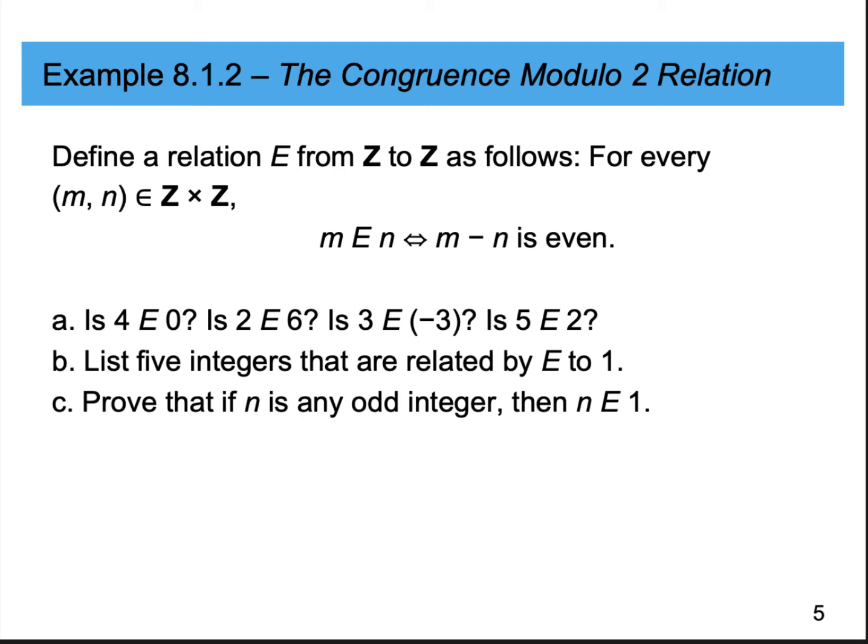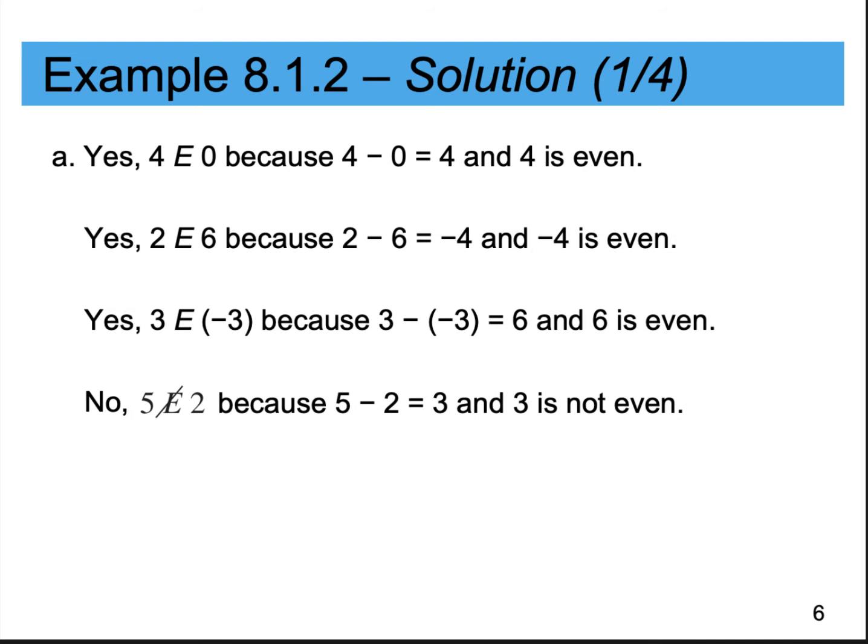When both M and N are even. When they're both even, right? Correct? What else? When they're both odd. So both situations will give me an even number. Okay? So is 4 E 0, is 2 E 6, is 3 E minus 3? Well, I guess that you already get the point there. Those are all even, right?